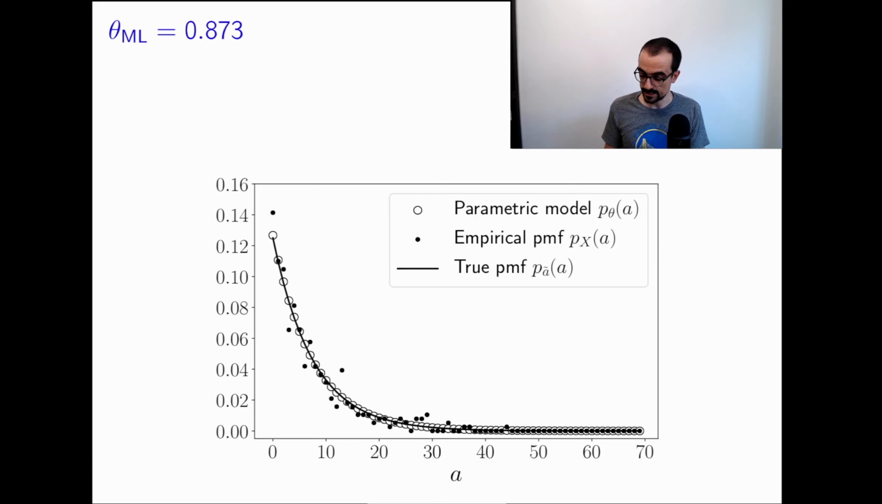And what we see is, here, the true PMF is this black line, the empirical PMF are the black dots, and the parametric model are the circles.